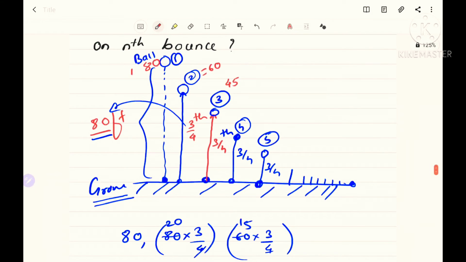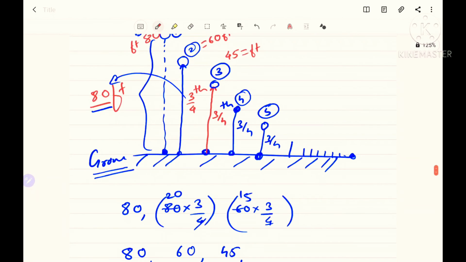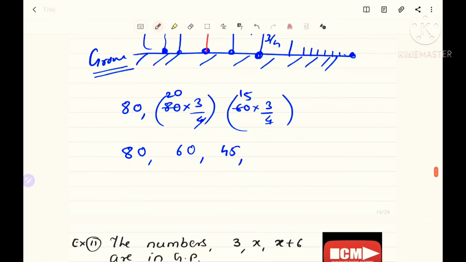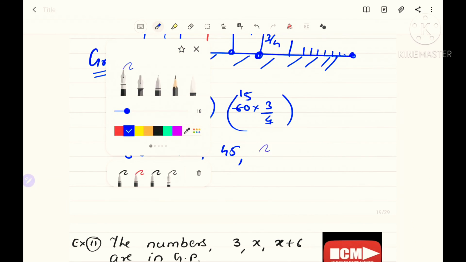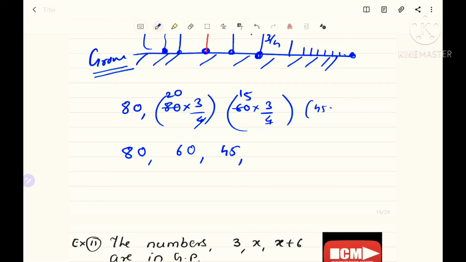The first thing is, when it is released, it was 80 feet, then in the first bounce it will reach 60 feet, in the second bounce it will reach 45 feet, then the next layer is obviously 3/4 of that 45. So in the next case it will bounce back to 3/4 of the 45. Please calculate this and check what exactly is your answer. Try to understand this, friend, what I am trying to tell you.